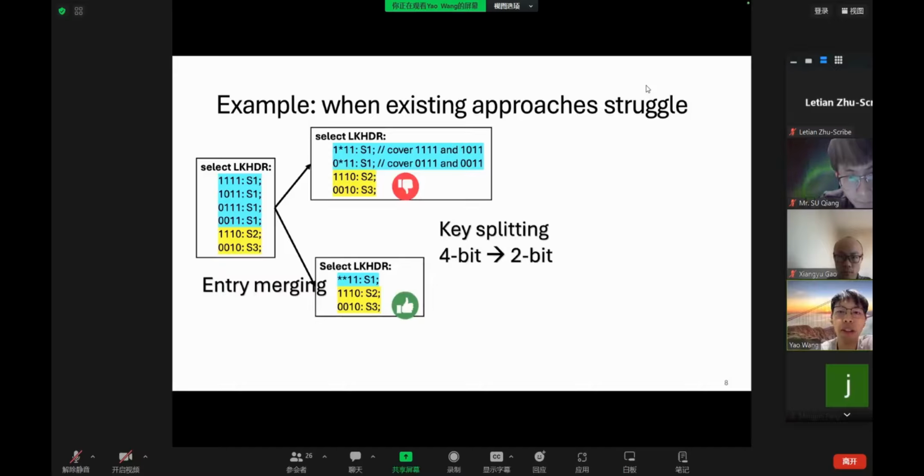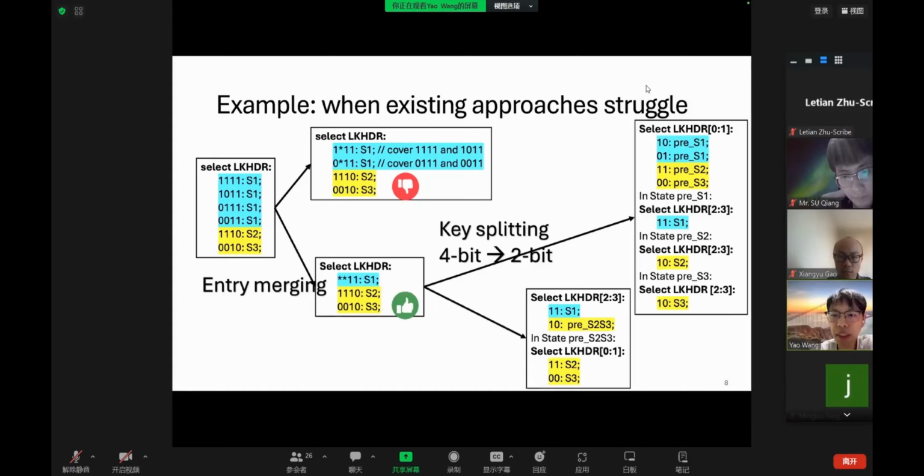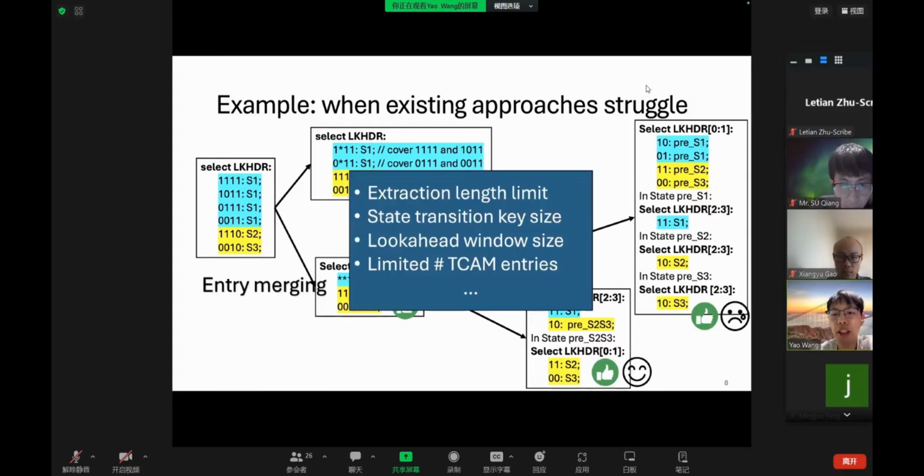The second way is of course preferable. And afterwards, we need to ensure that the size of the transition key per parser state follows the hardware's constraints. In this case, we need to split the 4-bit key into 2-bit keys. Again, there are multiple ways to do such splitting. We can check the first 2 bits of the key before the last 2 bits or vice versa. We can see that checking the last two bits first is a better choice. And to make things even more complex, multiple conditions such as extraction length and look-ahead window size need considering, making parser generation quite a complex task.